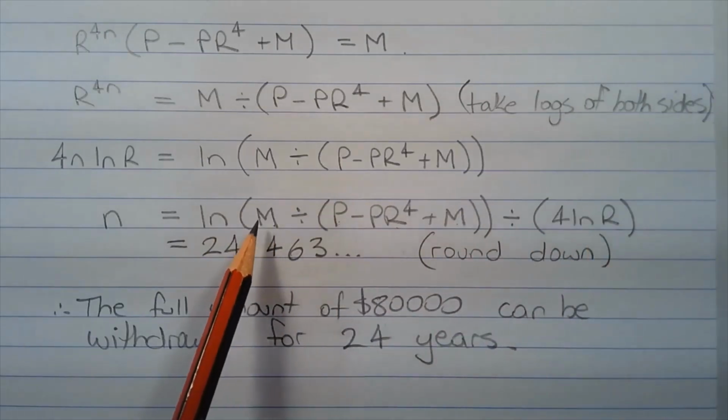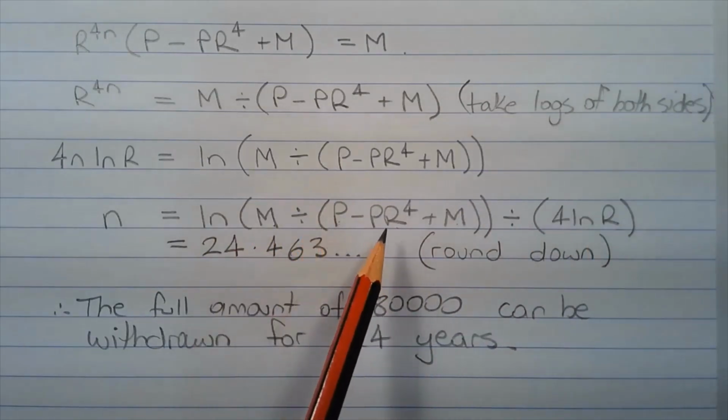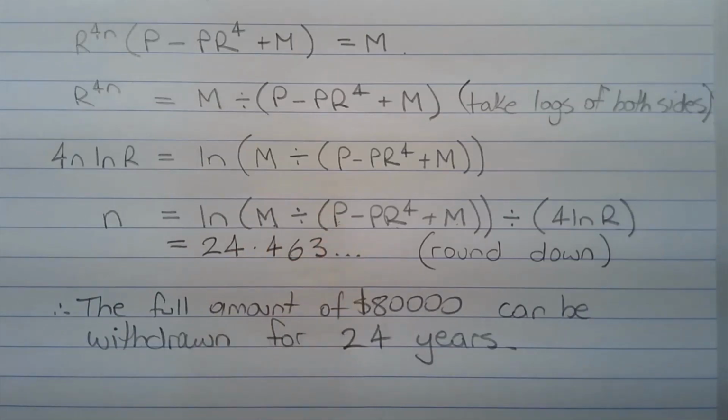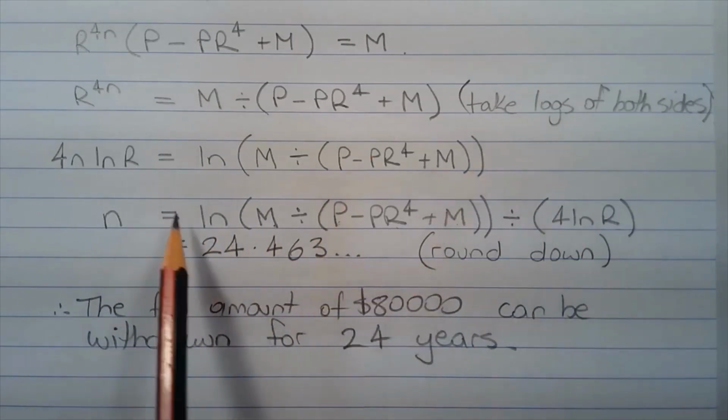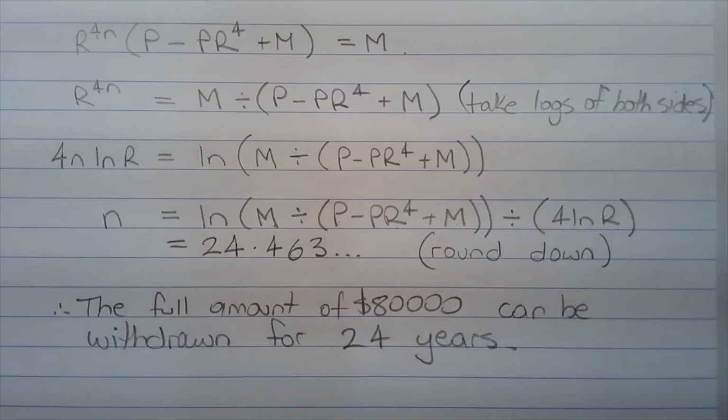Now we have a value for m, we have a value for p, and we have a value for r. So substituting those values back in and just entering in this expression in your calculator, n is equal to 24.463, and so on. And we're going to round that down. So therefore, the full amount of $80,000 can be withdrawn for 24 years.